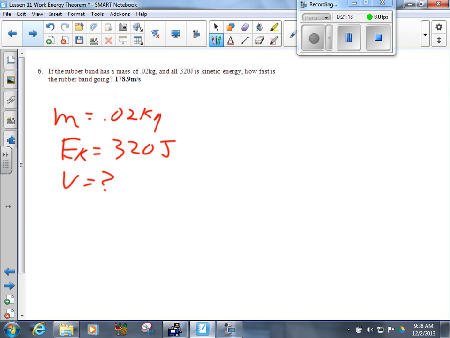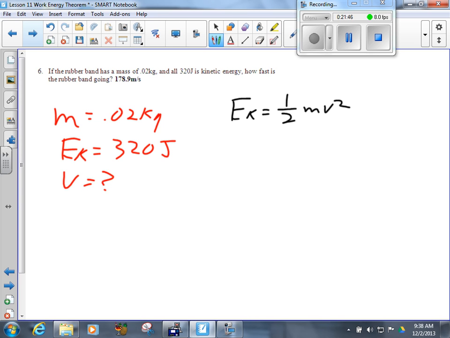Does it ask me anything about work here? Okay, so this isn't a work question, is it? It deals with kinetic energy. What's the formula for kinetic energy? 1/2 mv squared, right? So this is, again, why it's so important to write down our givens. M, EK, and V. I only got one formula on that formula sheet that has those 3 things in it, agreed? Okay, and that's that one.